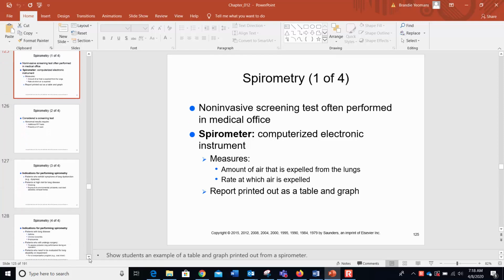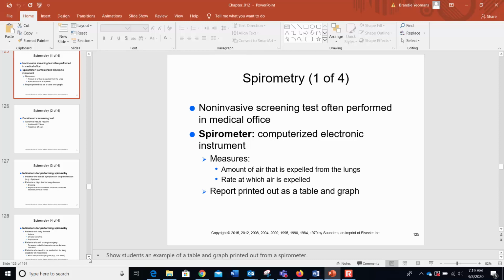So spirometry, thank goodness, is a non-invasive screening test that we can do there in the office. I've even done these out on a portable machine out in the field. So if we've done maybe some health fairs or some screenings at the job site, that's something that's easily done. So what the spirometer does is it is a computerized electronic instrument that measures the amount of the air that is expelled from the lungs and the rate at which the air is expelled. So those are the two important things I want you to remember about what is a spirometer.